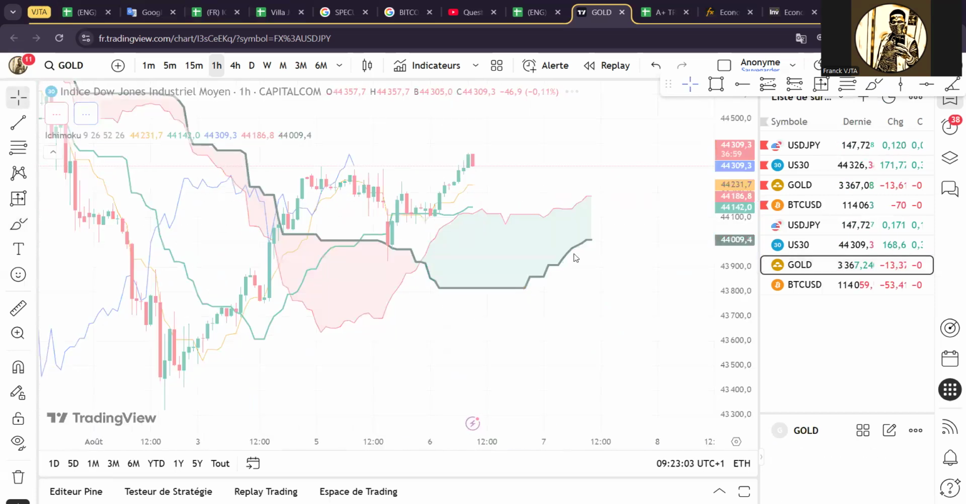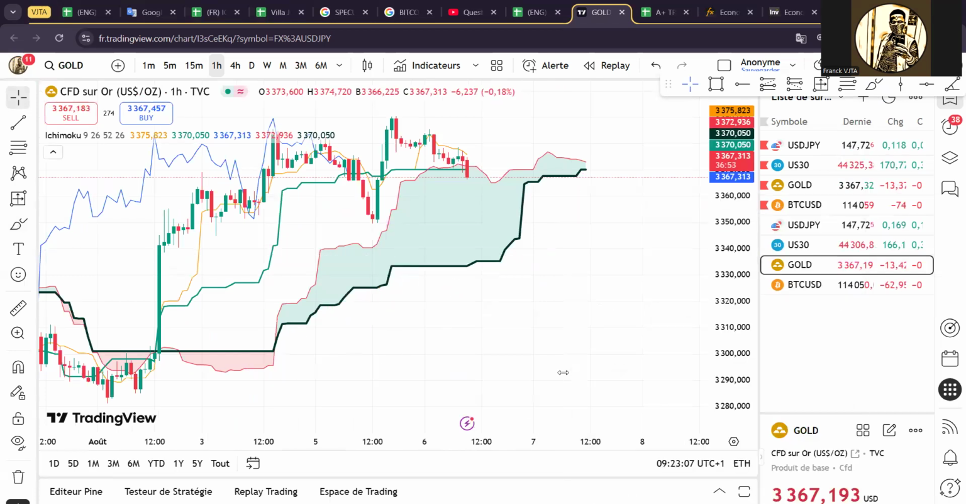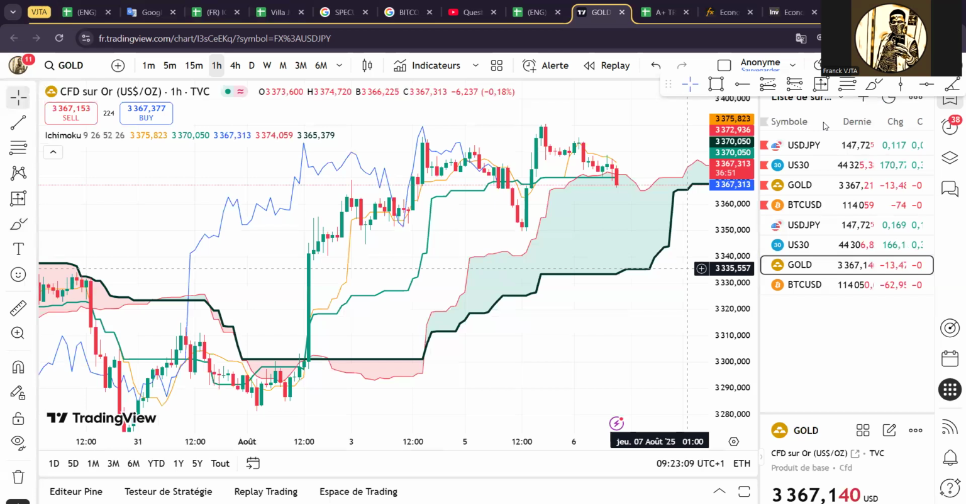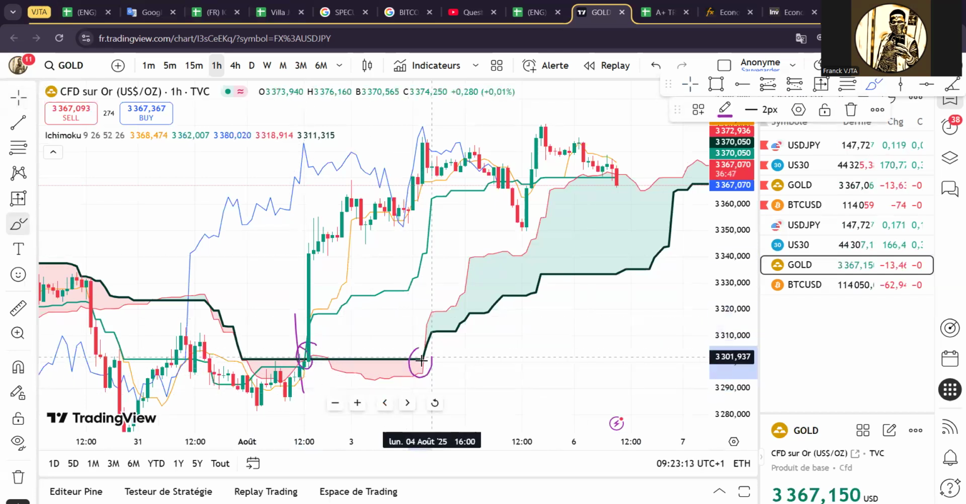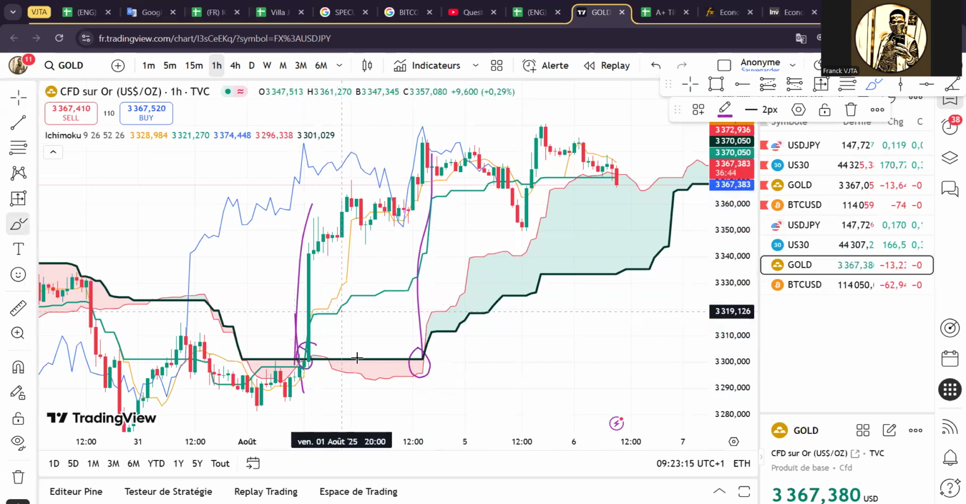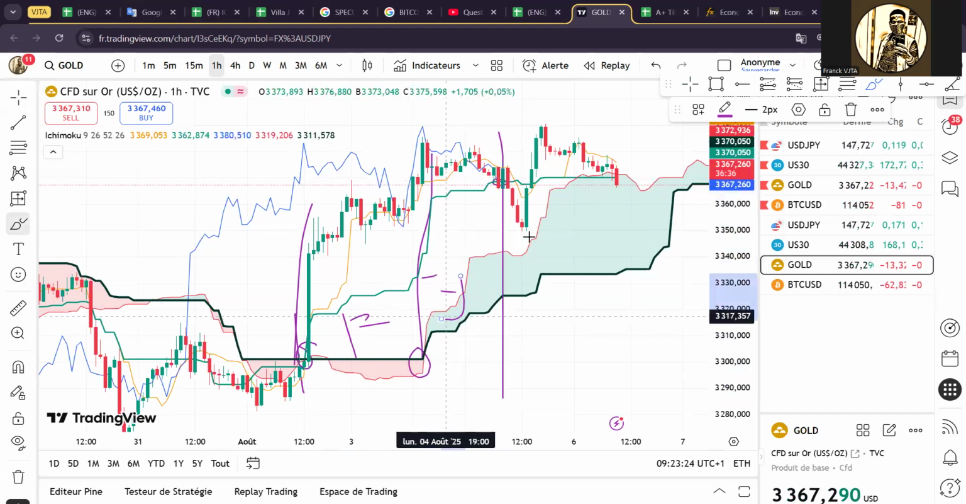Okay, let us take this one on the gold. On the gold now, we have what? We had here a KSB, right? And a twist here. So in between these two, it is the fresh KSB. But now from the twist to the first Kijun touch, it is what? The young KSB.